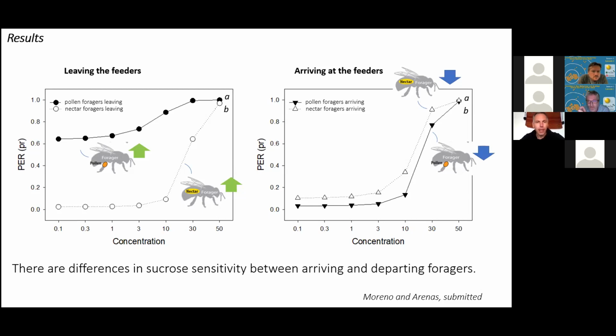Yes, I think so. Sorry that I start with the departing foragers, because this result is consistent with previous evidence, which just analyzed the departing bees. But of course, the correct order is the other way around. I'm saying this because I don't know whether you know that I did a study on the change in neuropeptides between arriving and leaving the feeder.